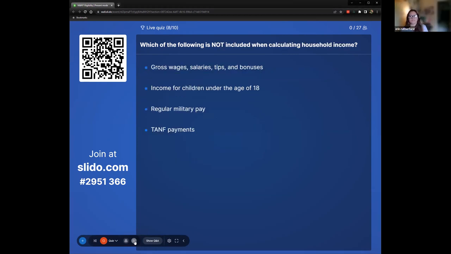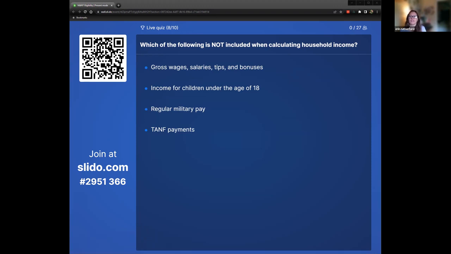All right. Okay. So let's see if you are paying attention to that really lengthy slide that I went over. Which of the following is not included when calculating household income? So this would be an exclusion. Gross wages, salaries, tips, and bonuses. Income for children under the age of 18. Regular military pay, or TANF payments, the temporary assistance to needy families payments. Which is not included? Yeah, this slide is wicked.